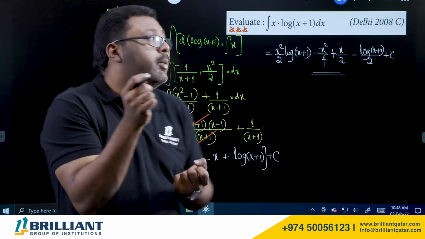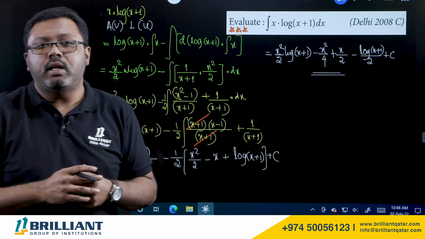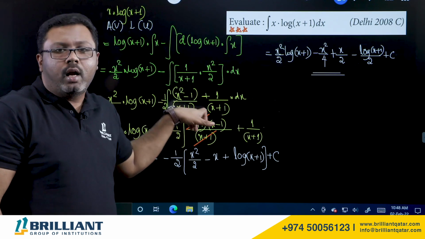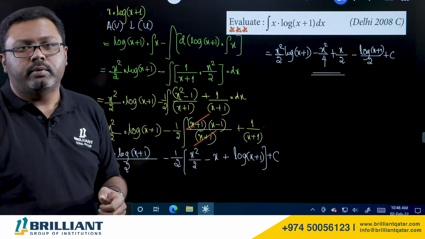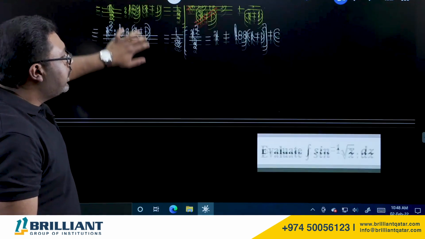So I told you what is the importance of this question. That is log of x plus 1 is not easily simplifiable. Okay, the second part when you're trying to do, you have to be either creative or you have to do polynomial division. Okay. So, believe everybody understood this question. Going for the next question.